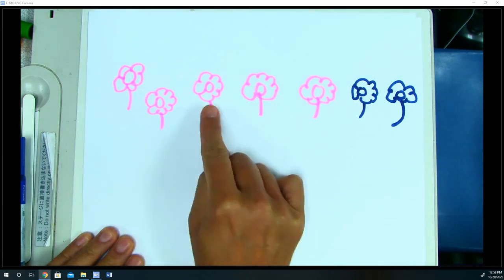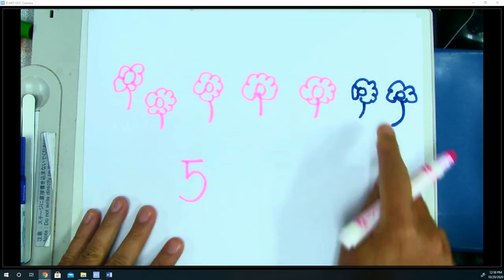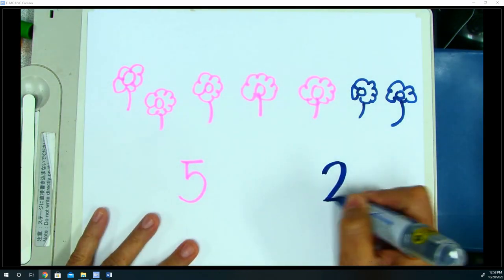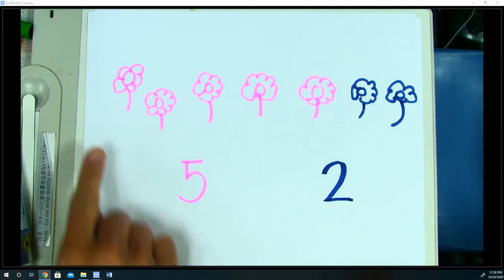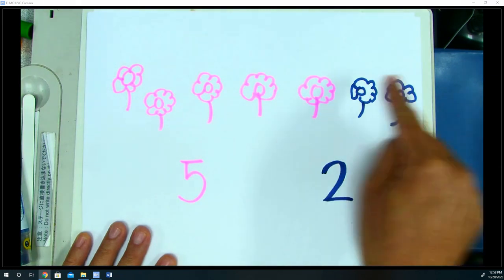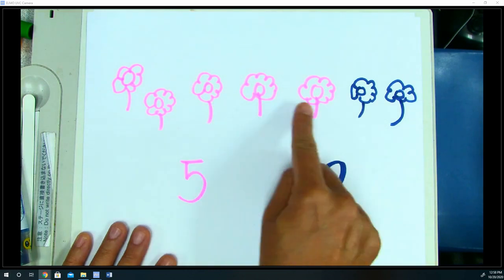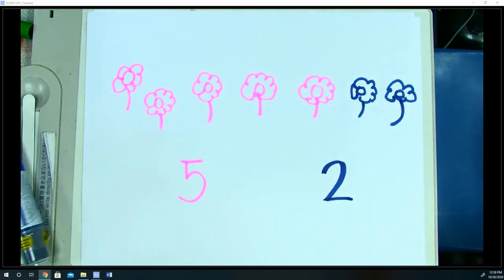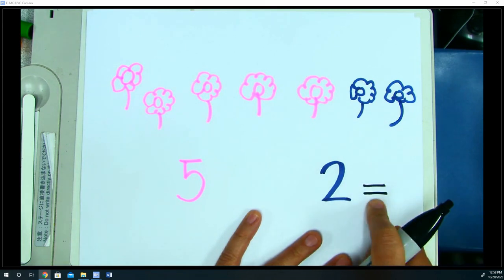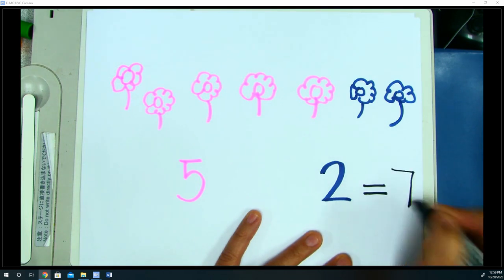1, 2, 3, 4, 5. I have 5 pink flowers. And then how many blue flowers do I have? I have 2 blue flowers. So boys and girls, how many do I have in total? If I have 5 pink flowers and then I planted 2 more, in total I have 1, 2, 3, 4, 5, 6, 7. So boys and girls, I'm going to write here the answer, okay? So I'm going to make these 2 lines. It means equal, okay? So equal, and then the answer is 7.